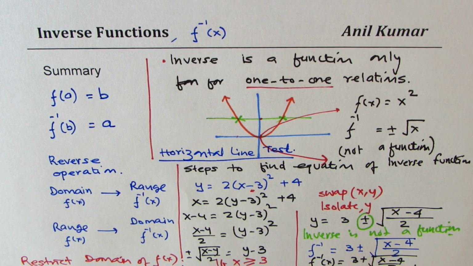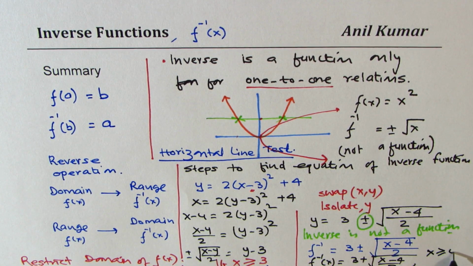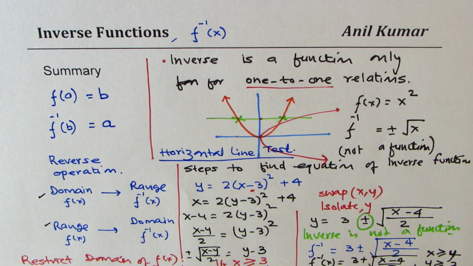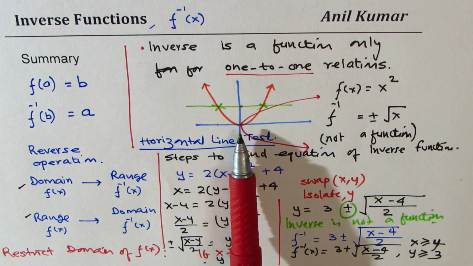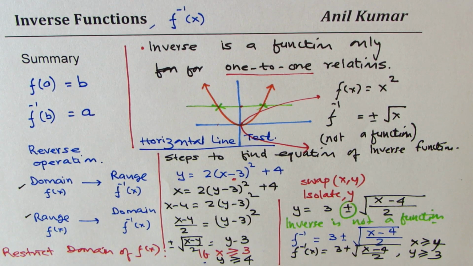So if x is greater than 3, y will be greater than or equal to 4. In this case, it changes. So in this case, x becomes greater than or equal to 4 and y becomes greater than or equal to 3, right? So you see that it swaps. So domain and range swaps. I hope that helps you to understand how to restrict at times the domain of the function which fails horizontal line test and get inverse as a function.